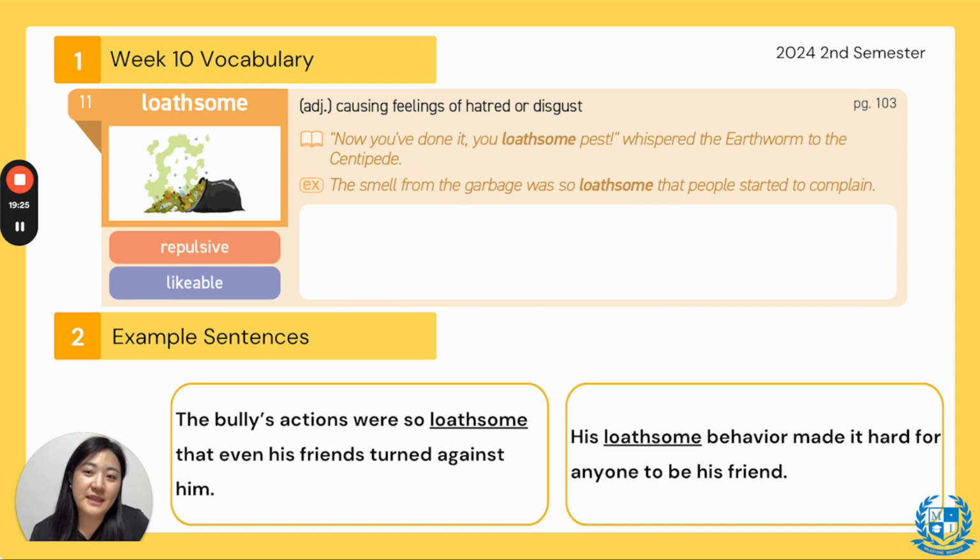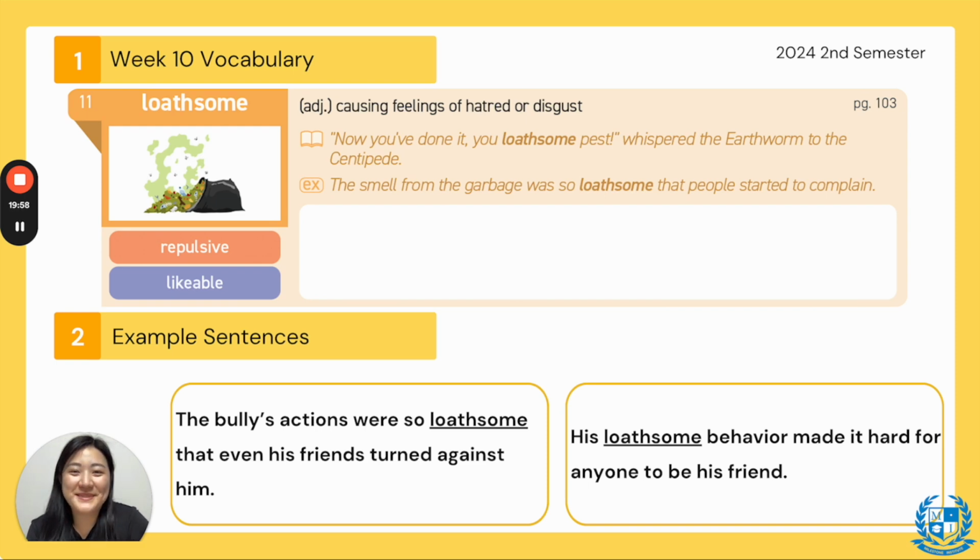Number 11, everyone say loathsome. Loathsome. The synonym is repulsive, and the antonym is likable, like me. It's an adjective, and it means causing feelings of hatred or disgust, meaning you hate it. In our book it says, now you've done it, you loathsome pest, whispered the earthworm to the centipede. That's when he was saying mean things to the cloud.